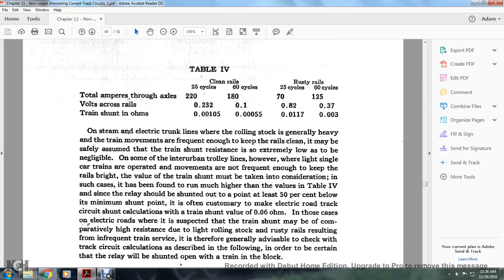The value of the train shunt may be taken into consideration in such a case. It has been found not to run much higher than the values of table 4, since the relay shall be shunted out to the point of at least 50% and below.